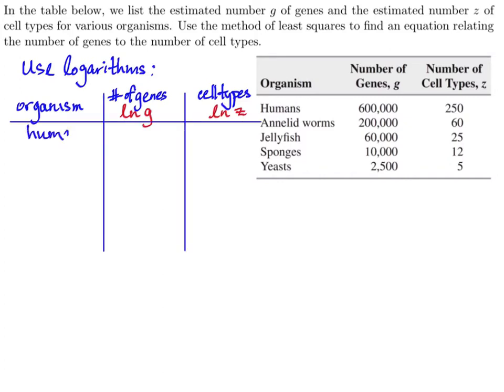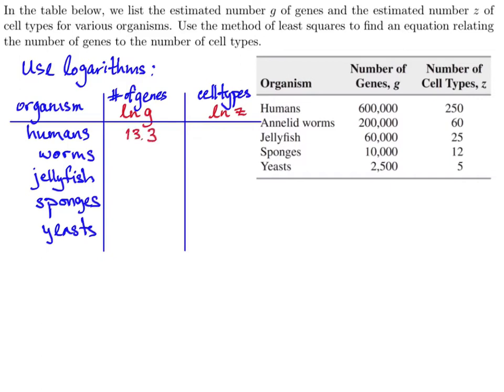So I've got humans, worms, jellyfish, sponges, and yeasts. So for humans, it says the number of genes is 600,000. So I took the natural log of 600,000. I got 13.3. And the number of cell types was 250, so the natural log of 250 is 5.5. So I did the same for the worms. I did the same for the jellyfish. So I just took the natural log of each of those numbers to make my new table.